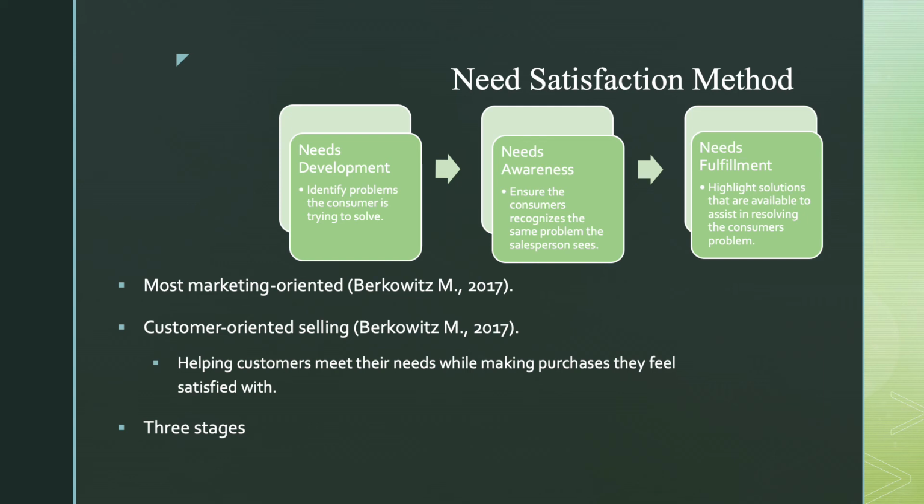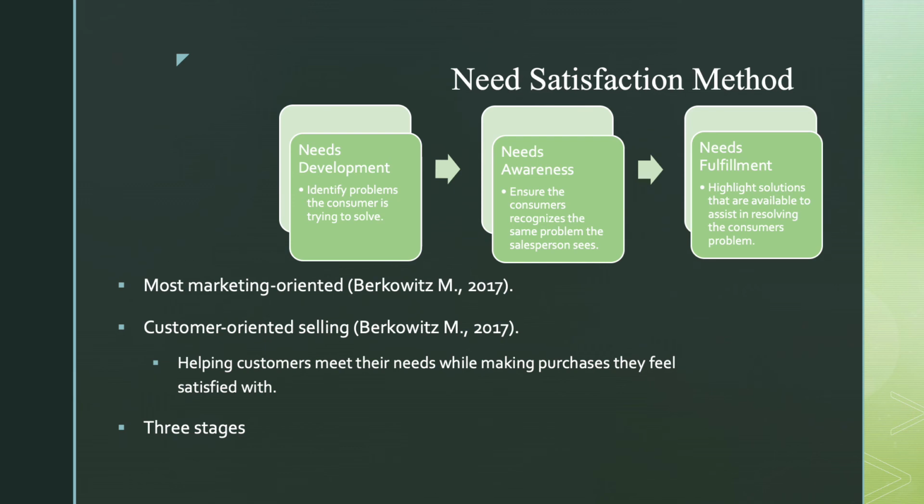The last selling method could be the needs satisfaction method. This is the most marketing oriented. It is customer oriented selling. It helps the customer meet their needs while making purchases they feel satisfied with. This is done in three stages. The first stage is needs development. You help the consumer identify the problem that they're really trying to solve: chemical dependency within the company. Needs awareness: ensure the consumers recognize the same problem the salesperson sees. We need to be on the same page. Needs fulfillment: highlight solutions that are available to assist in resolving the consumer's problem.